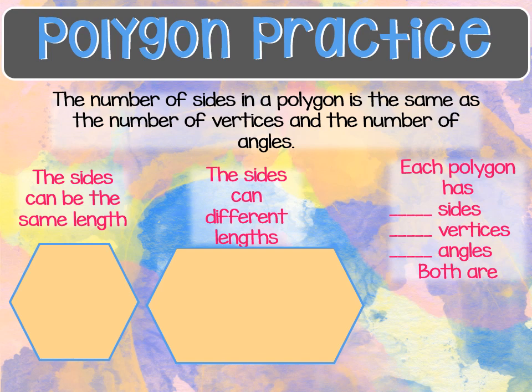So both of these polygons have 6 sides, 6 vertices, and 6 angles, which means that they're both what? They're both hexagons. Even though they look different, because they both have 6 sides, 6 vertices, and 6 angles, they're still both hexagons.